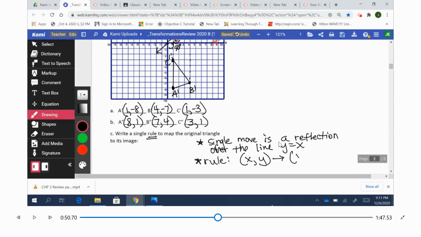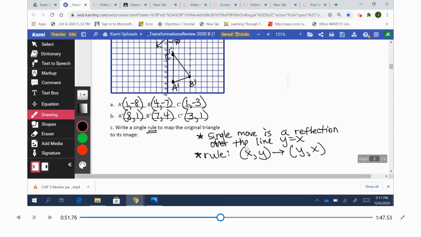Okay, now the rule is (x, y) maps to (y, x). So the X and Y coordinates are going to change. So if you look at the original, A should be at 1, 8. The original B is at 4, 7. The original C is at 1, 3. Those switch after a line reflection over the line Y equals X.